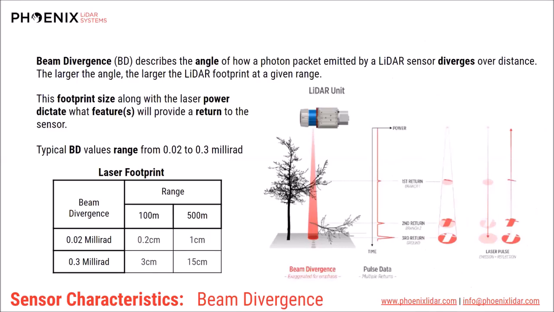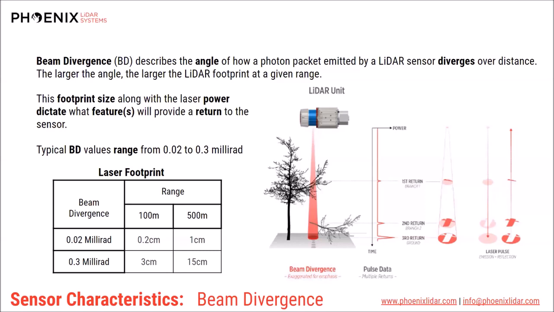A LiDAR unit emits a photon very finite from its sensor, but by the time that it hits the ground here in the center image, you can see that you actually get somewhat of a footprint. And so this beam divergence angle really is showing you how large this LiDAR footprint is at any given range. These beam divergence metrics range from about 0.02 to 0.3 millirads, which is a pretty ununderstandable metric.